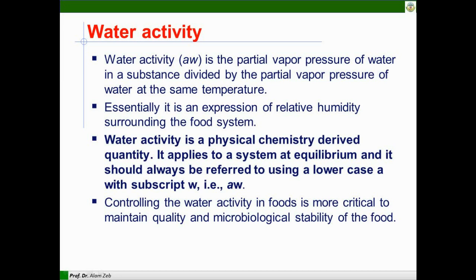Now we need to know another important property, which is called water activity. Water activity, or aw, is the partial vapor pressure of water in a substance divided by the partial vapor pressure of pure water at the same temperature. Essentially, it is an expression of relative humidity surrounding the food system. So we can define it as a physical chemistry derived quantity. It applies to a system at equilibrium, and it should always be written with a lowercase a with subscript w, that is aw.